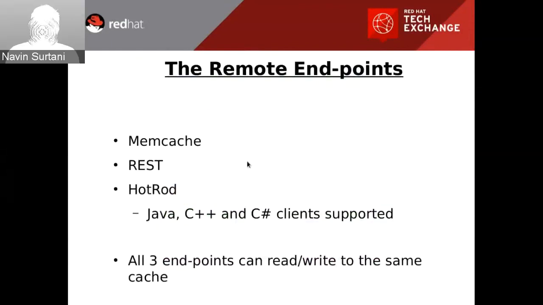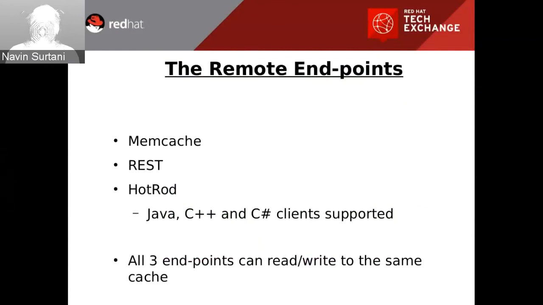Okay, so about the remote endpoints. There are three types available. The first is memcache, which is a drop-in replacement for a memcache node, really. Infinispan just acts as a memcache node, and you can perform your map operations with Infinispan as you would with memcache. There is a REST endpoint as well, so you're just talking to another RESTful server. You can perform your regular CRUD operations over REST as well.